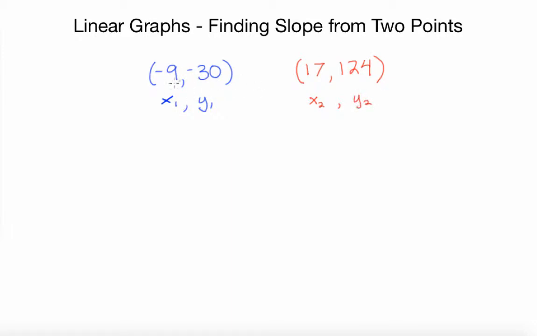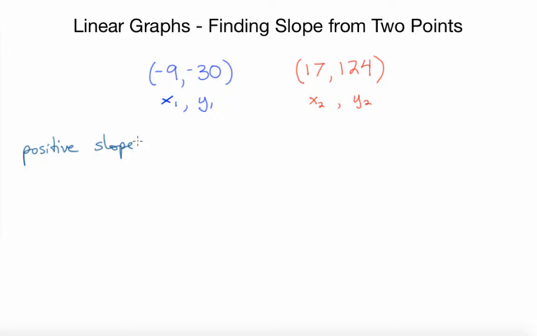So just making some observations, we're going from -9 to 17. So I'm increasing by a lot in my x values. But my y values, I'm going from -30 all the way up to 124. That's a huge increase. So my slope is going to be positive. I can tell that just by the fact that my y values are getting bigger. So it's always a good idea to think, am I going to get a positive slope or a negative slope based on what I'm given? You can estimate that pretty quick.